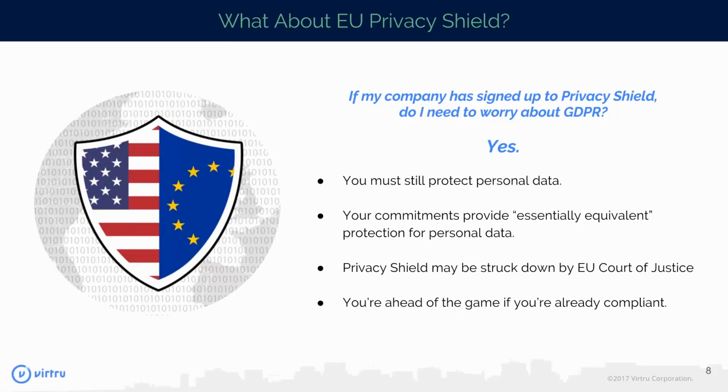Those commitments have to provide essentially equivalent protections for privacy and personal data as if you were complying with the GDPR itself. If they don't, then Privacy Shield will be struck down by the EU Court of Justice. And that may happen anyway. The Privacy Shield arrangement is currently being challenged in court in Europe, and I think it's actually quite likely that the European Union's Court of Justice is going to strike it down because they're going to say it's not offering essentially equivalent protection.